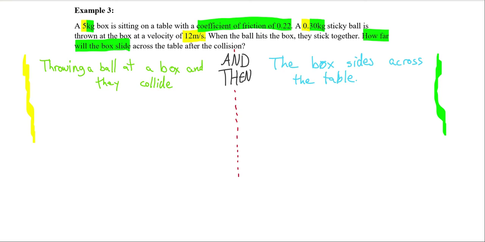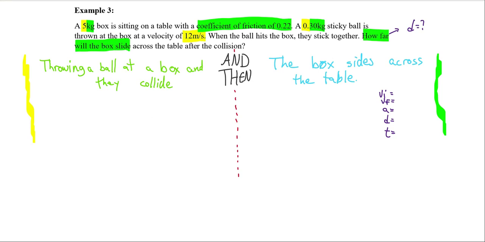Now, when we ask ourselves how far will the box slide, we're asking ourselves a displacement question. We have only been finding displacements when we're using kinematics. So I'm going to immediately begin by trying to list my kinematic variables to help me. What things do we know?